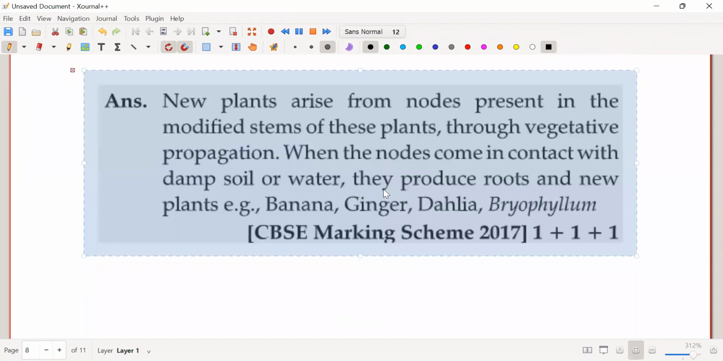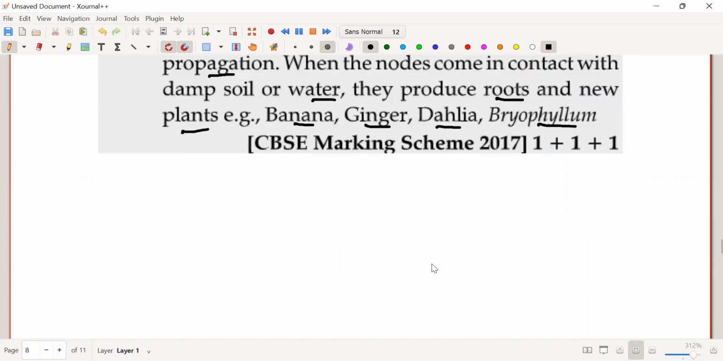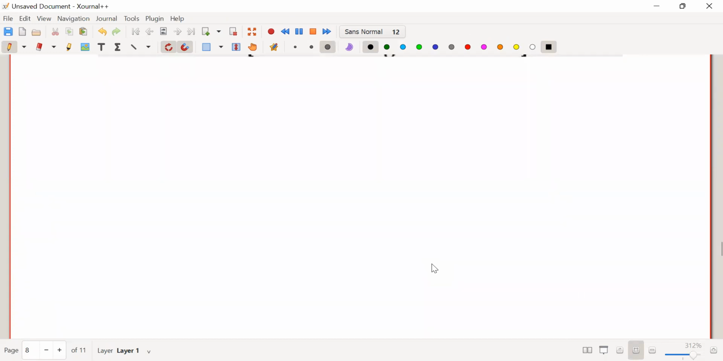Carrot. Good. A new plant arises from nodes present in the modified stem of these plants through vegetative propagation. When the nodes come in contact with damp soil or water, they produce roots and new plants. Examples: banana, ginger, dahlia, bryophyllum. All these undergo vegetative reproduction. They don't need seeds. By vegetative propagation itself, they are really good at producing.